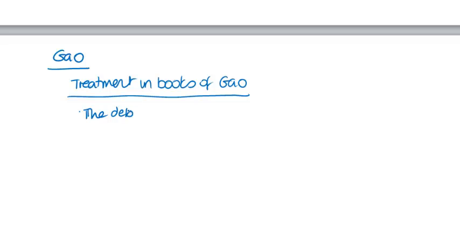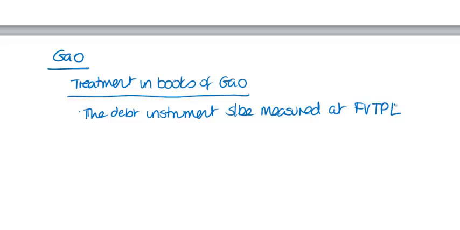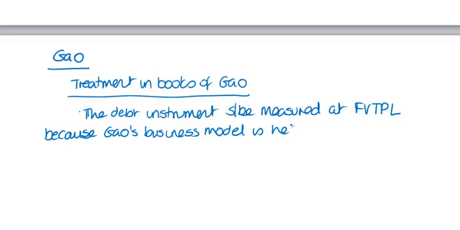The debt instrument should be measured at fair value through profit and loss, because GAL's business model is held for trading.